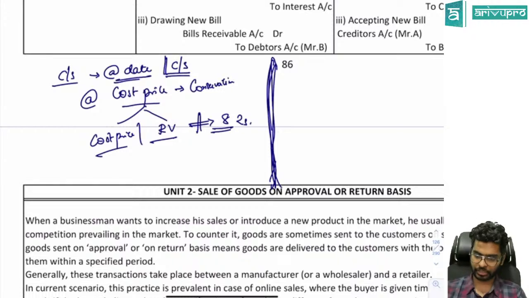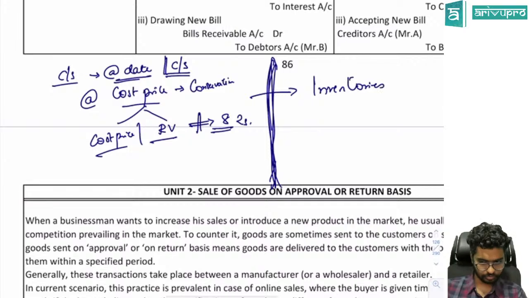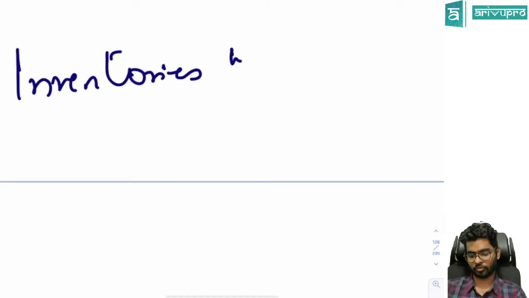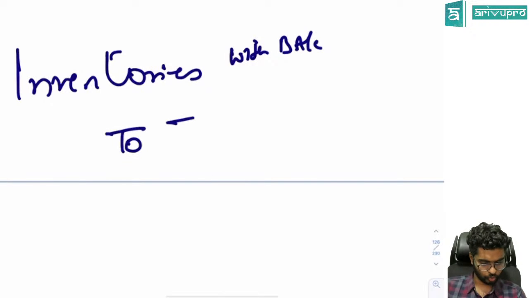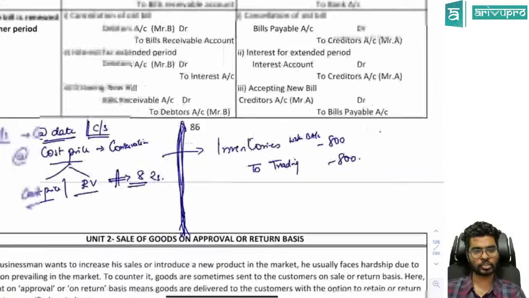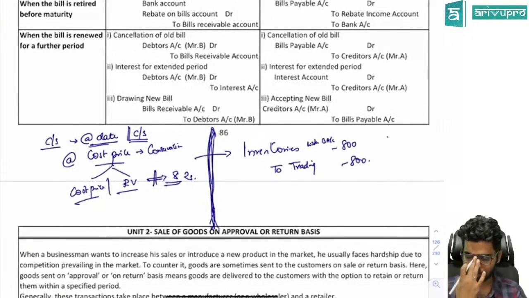So the inventories are with whom? It is with B. So I'll write it as inventories with B account debit to trading account, 800, 800. Are you clear? Because my goods value is what? At 8 rupees.